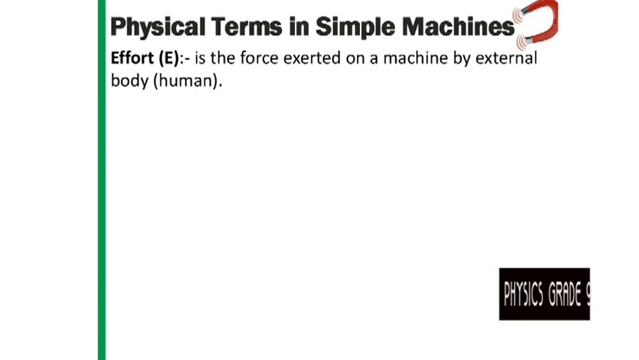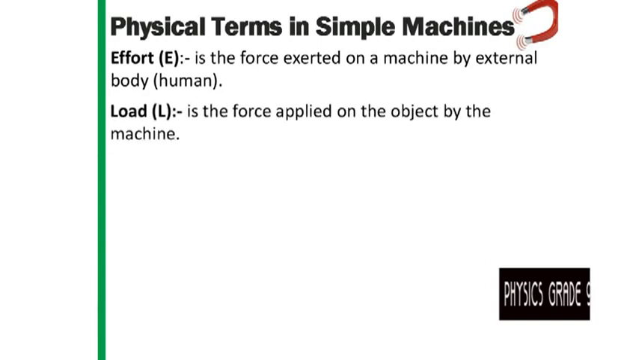Let's begin by looking at some of the physical terms which we have in relation to the topic on simple machines. The first of these that we're going to look at is the term effort, which is given the symbol E. So what exactly is effort in relation to machines? Well, effort is the force exerted on a machine by an external body. For example, the force exerted on a machine by you would be classed as an external body, as a human being who's exerting a force.